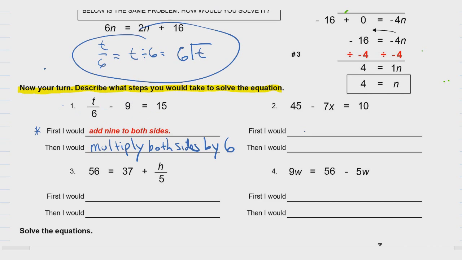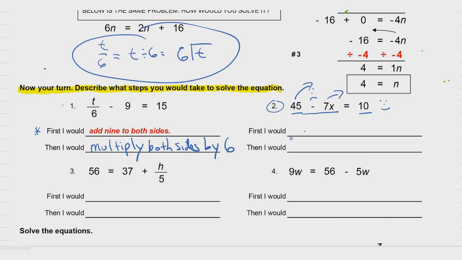Let's take a look at number 2 really quick. Number 2, you have 45 minus 7x. So you have numbers and a variable on this side, so no one's happy. And you have 10 over here. 10 is by himself. He has no variables. He is happy. So we want to send the numbers over to the 10. We don't want to send the x. Why would we upset the 10?